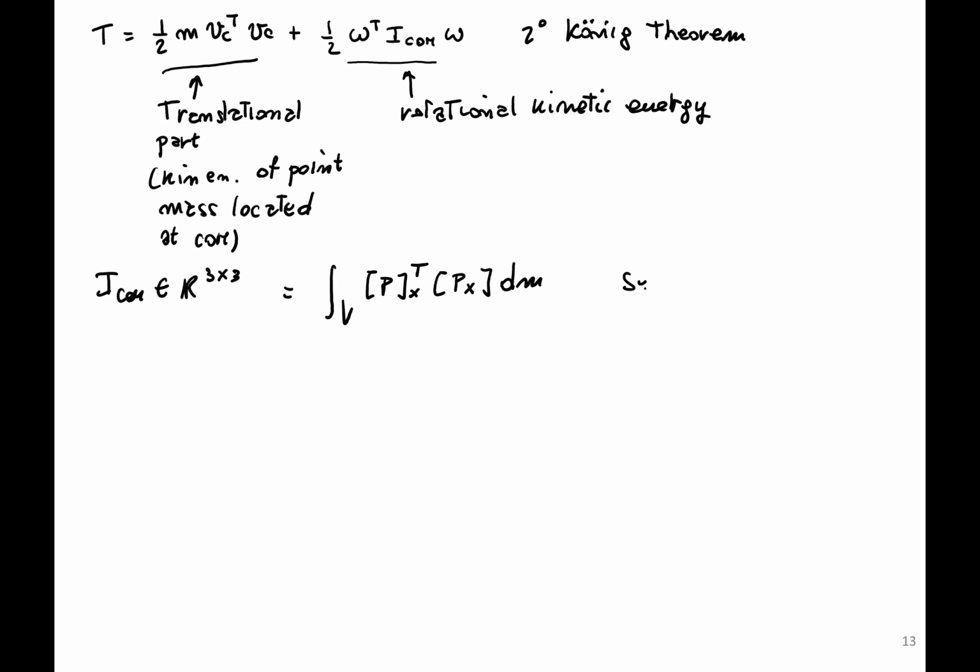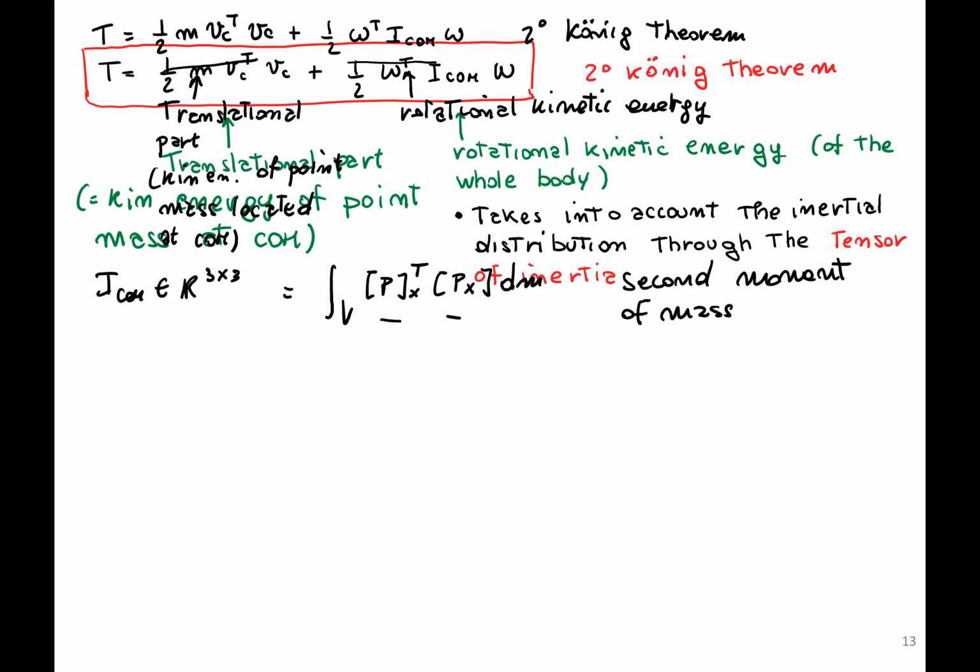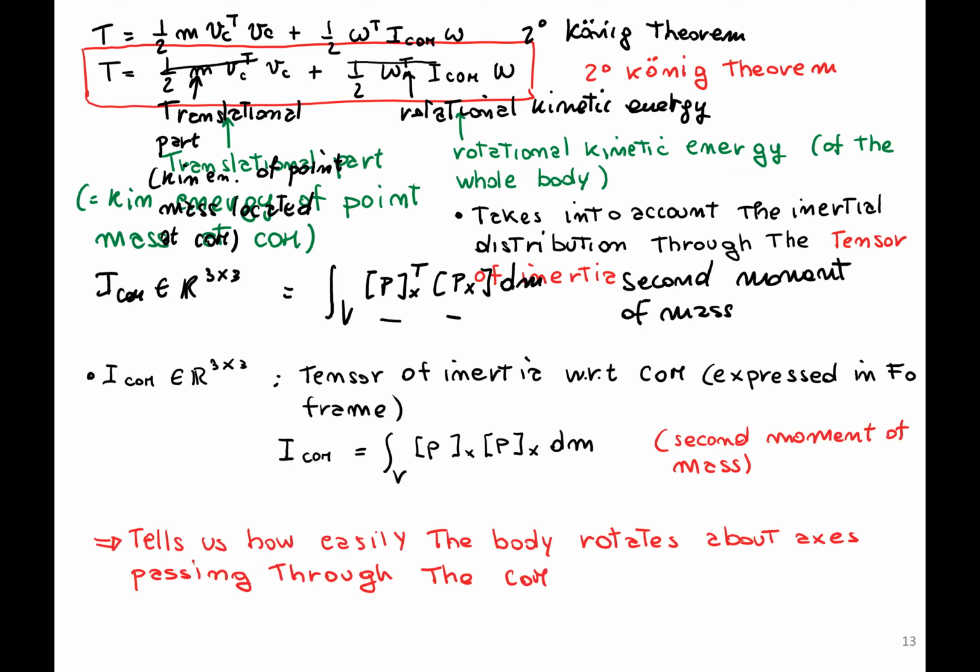And this is called the second moment of mass, because you see you have two elements depending on the position. And a moment is always a quantity, position times quantity. Sorry, it was already written. I didn't remember. So the tensor of inertia tells us how easily the body is able to rotate around some axis passing through the center of mass. And how do we compute that?